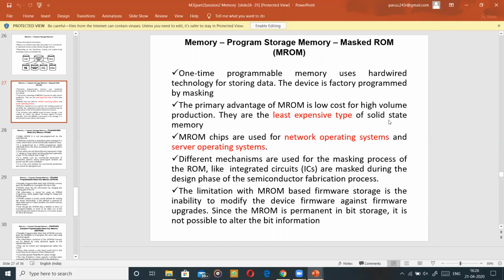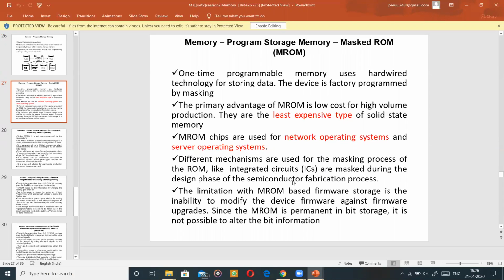So where are these MROMs available? To be frank, MROMs are widely used in network operating systems and server operating systems. So these two things are new to us. We are coming across them now. Masked ROM is mainly used for network operating systems and server operating systems. And this masked ROM is mainly used for masking while manufacturing itself. Masking is nothing but writing it, burning it.